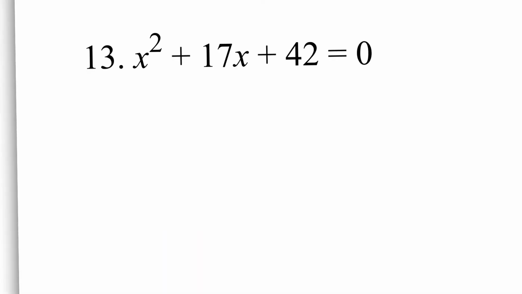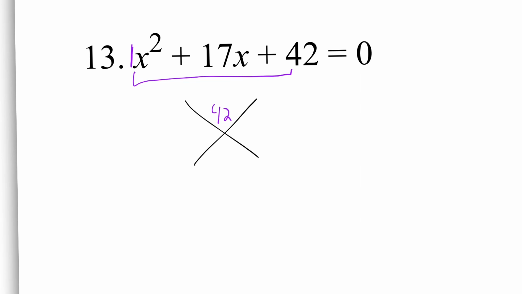And number 13, you guys have another quadratic trinomial. A is 1, so I don't have to worry about factoring something out. There's no negative here, so I'm not going to worry about the negative. And it's already equal to 0. So I'm just going to use the X diagram. I'm going to multiply A, which is 1, times C, which is 42. 1 times 42 is 42.